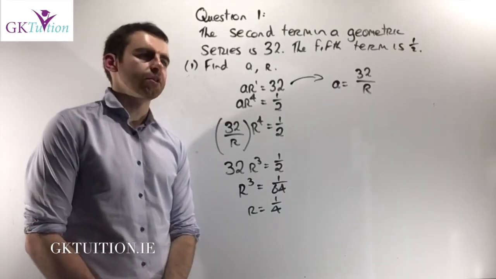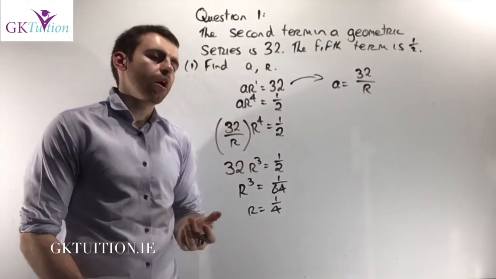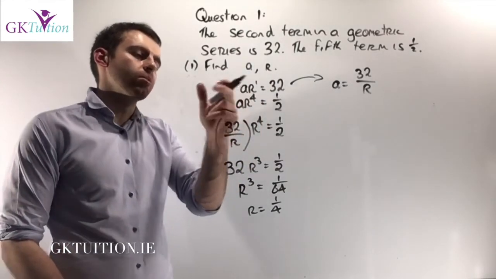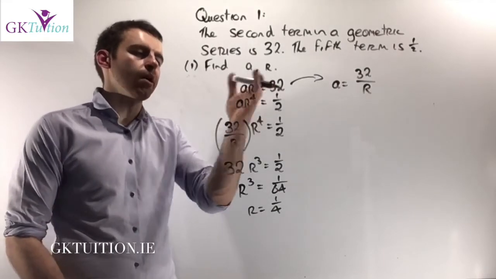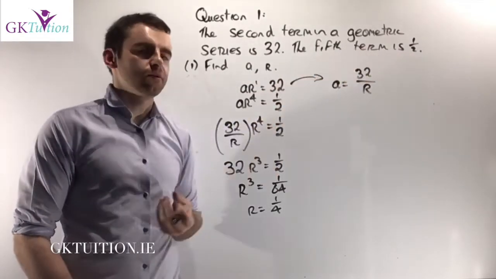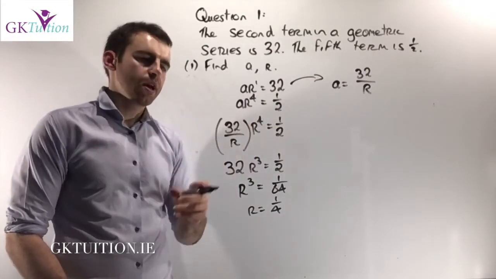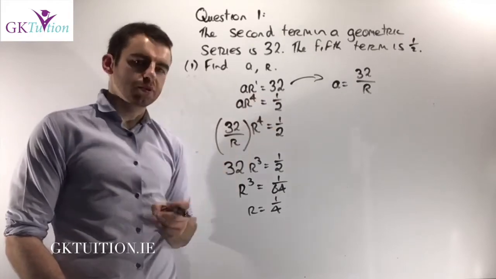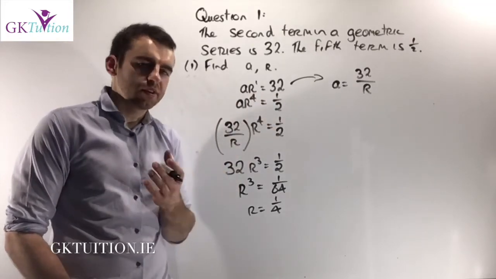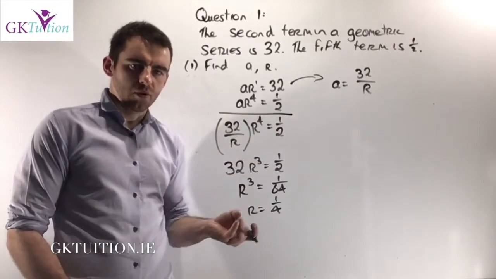Okay, in the geometric series, if they tell me the second term is equal to 32, I know that the second term is A multiplied by R. And I can just say A by R is equal to 32. I was also told the fifth term is equal to a half. The fifth term is A by R to the power of 4. And I can say that A by R to the power of 4 must be equal to a half. Now I've got 2 equations and 2 unknowns, so I can solve and find A and R.